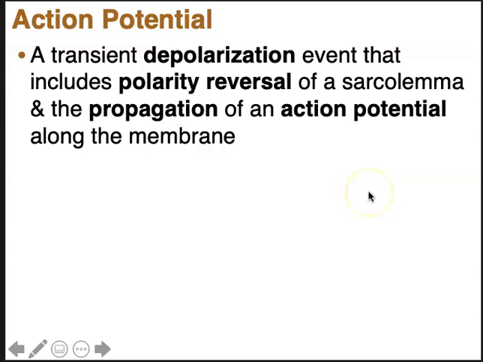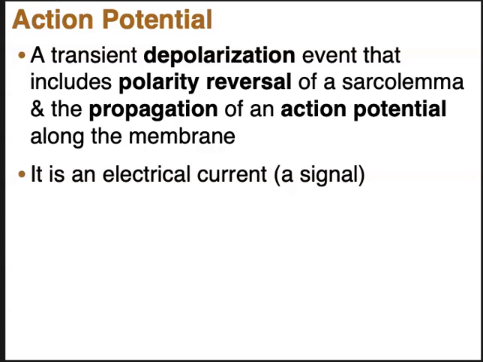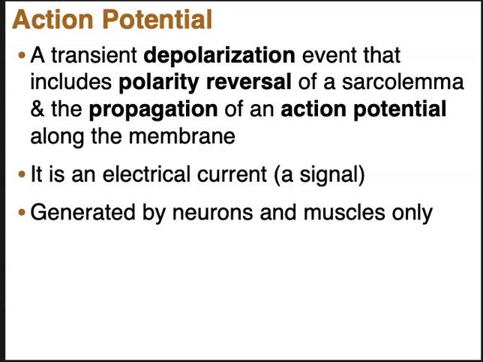A transient depolarization event that includes polarity reversal of the sarcolemma, and the propagation of an action potential, an electrical current, along that membrane. In terms of our muscle, it'll be the sarcolemma. It is an electrical current. It's a signal. It's the means by which the nervous system communicates with the muscles. And an action potential is only generated by neurons and muscle cells.